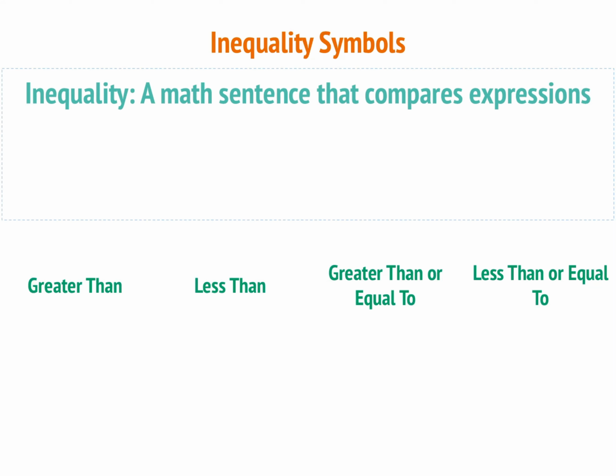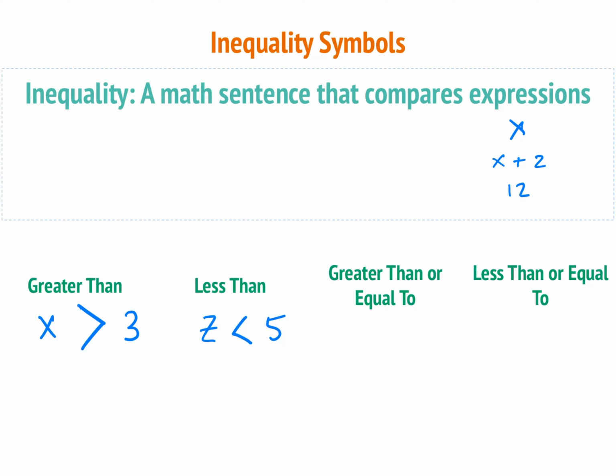So we have a word here, inequality, and it is a math sentence that compares expressions. And expressions are really anything. X is an expression. X plus 2 is an expression. 12 by itself is an expression. So when we say we're comparing expressions, we're just comparing two of those things, maybe sometimes more. So I can say X is greater than 3. That would be our first symbol, right? And then we can do Z is less than 5.